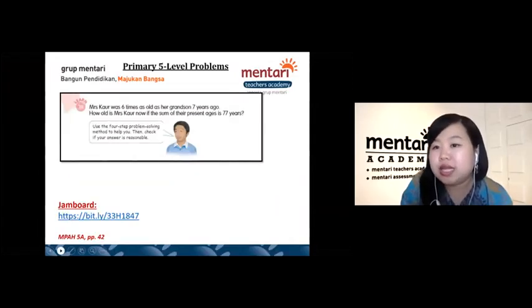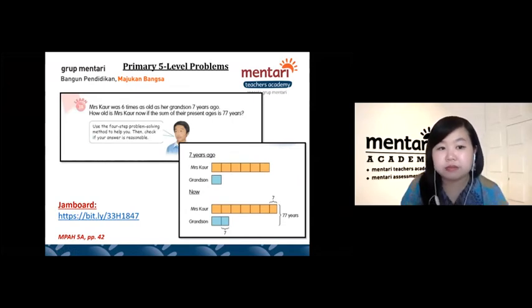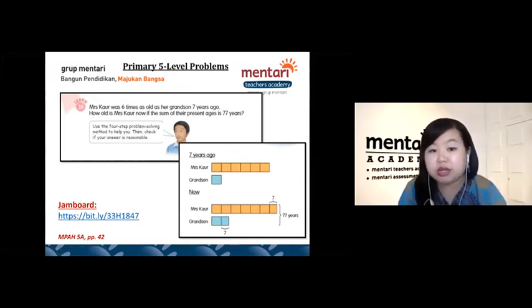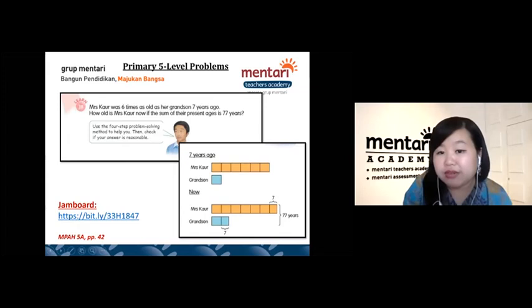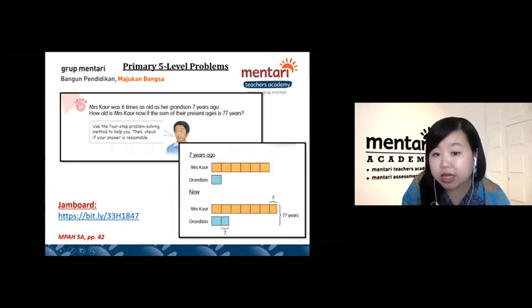Okay, so this is now primary 5. And in this problem, we are starting to take a look into not just addition and subtraction, but here we're looking also into multiplication. So suppose Mrs. Kaur was 6 times as old as her grandson 7 years ago. How old is Mrs. Kaur now if the sum of their present ages is 77 years? So basically what we are looking into here is you are dividing the bar model for Mrs. Kaur into 6 parts because her age 7 years ago is 6 times as old as the grandson's age.